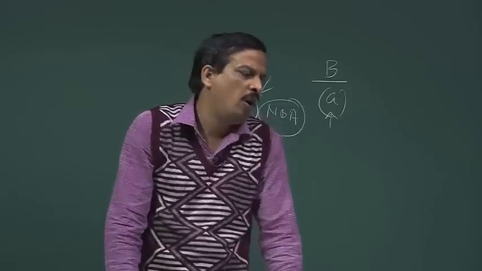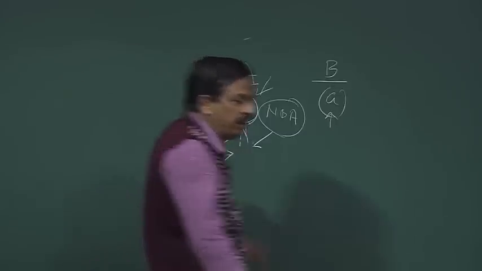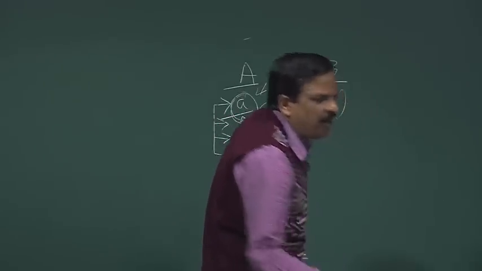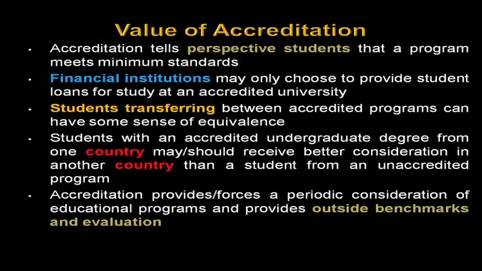Okay. So, those are called the accreditation. So, accreditation, there are several bodies for accreditation, several processes. So, what is the help, what is the value of accreditation? Accreditation tells prospective students that a program meets the minimum standard.